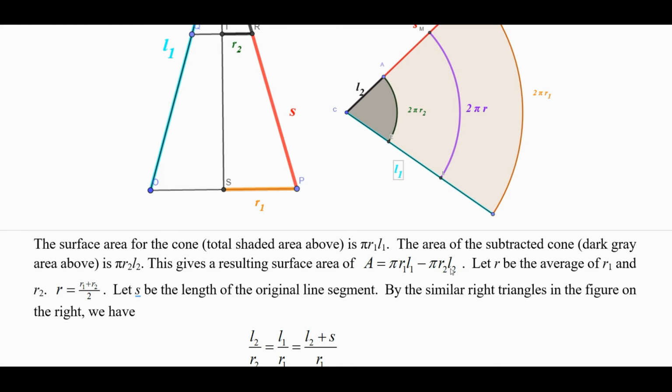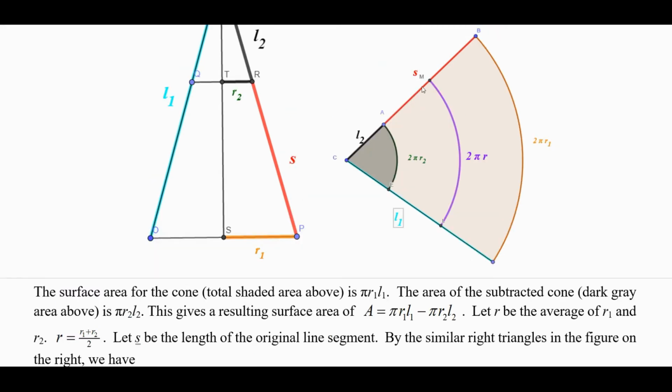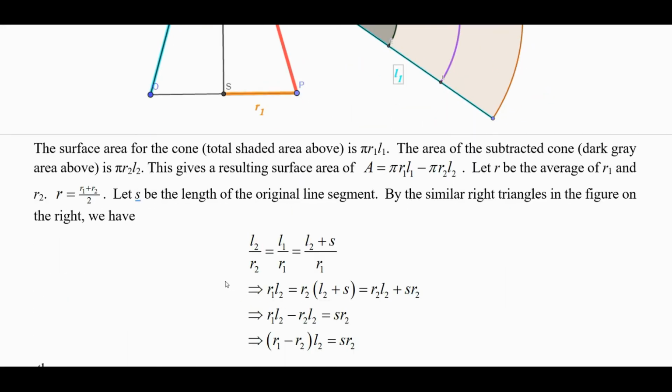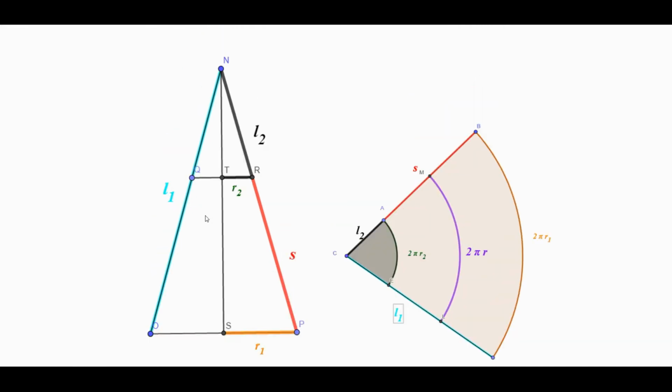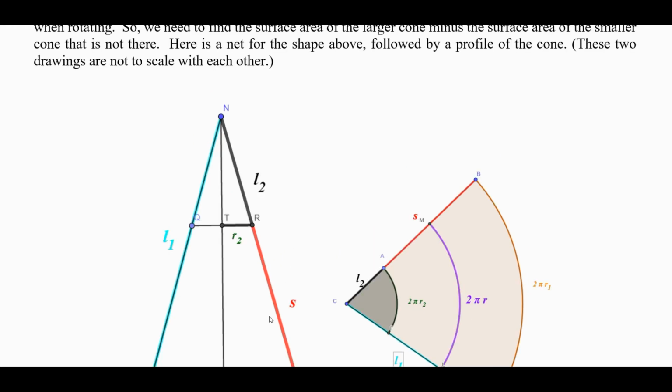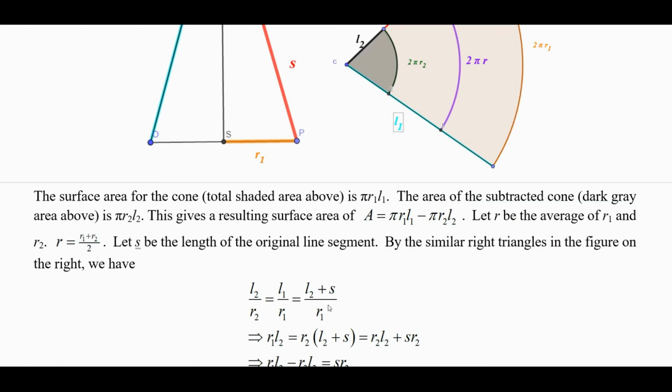Again, let R just be the average of R1 and R2. So R is R1 plus R2 divided by 2. Let S be the length of the original segment. That's going to be the red length here or here. Okay. Now, from this picture here, we get some similar right triangles here. So, for example, we get L2 over R2 is the same as L1 over R1, or L2 over R2 is the same as L2 plus S over R1, which is what I have right there.